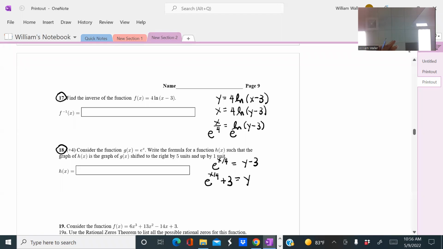So don't get thrown by the natural log. It's the same process of finding inverses as before, right? Switch the x and the y, and then solve the new equation for y.